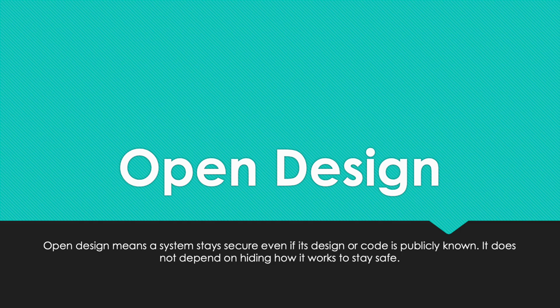Open design means the system stays secure even if the design is public. The main idea is that security should not depend on secrecy. An example is modern encryption algorithms that are published online but still secure because the protection comes from the keys.